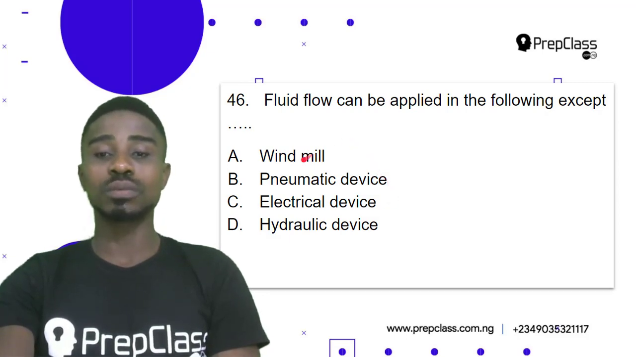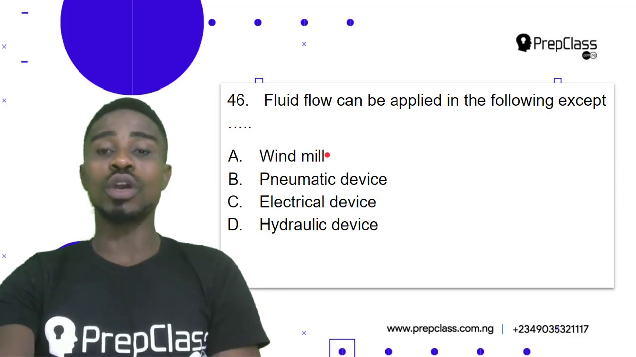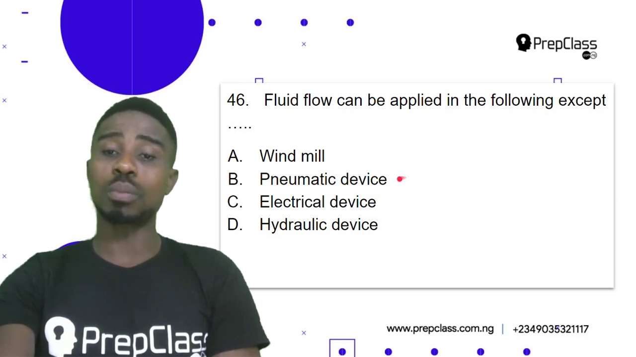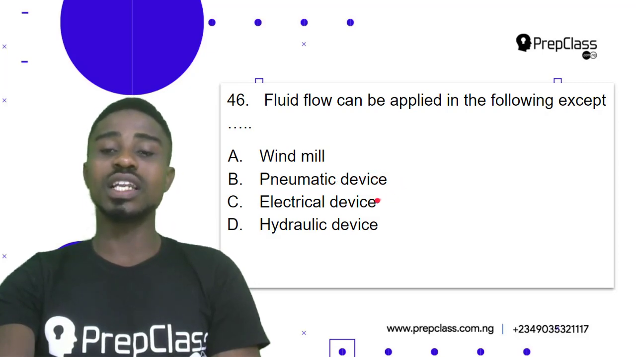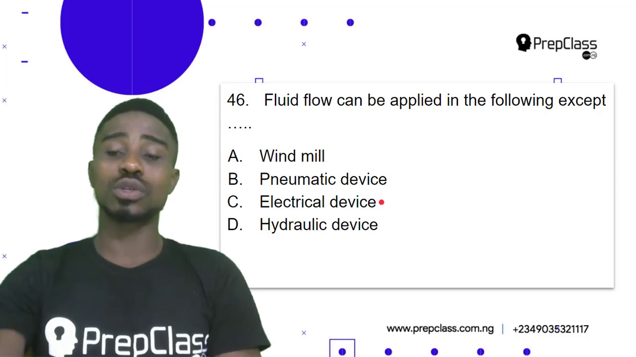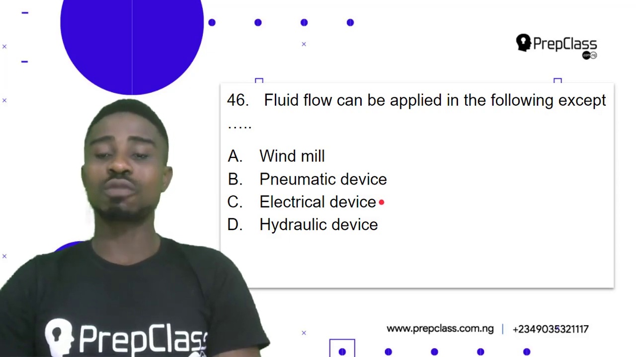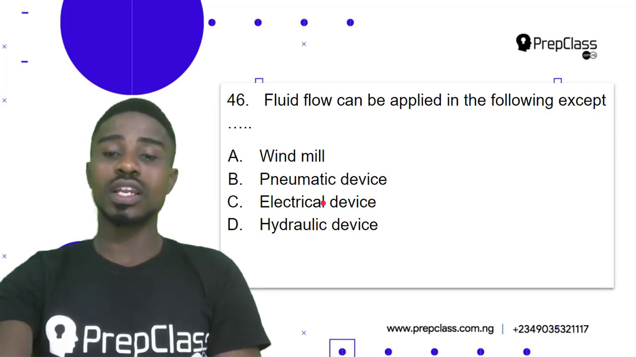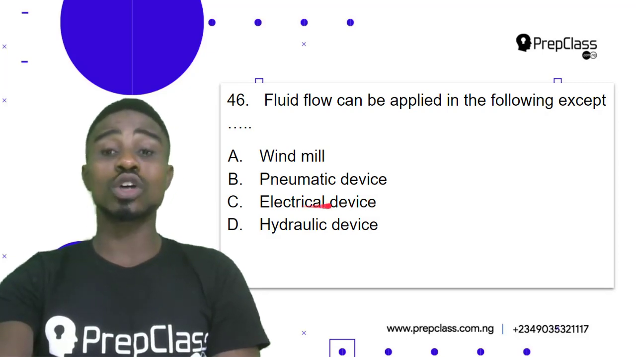Take for instance, windmill. It is caused by airflow for a windmill to operate. So this is not our correct answer. B. Pneumatic device. A pneumatic device is caused by the flow of a gas for it to operate. So pneumatic device is also not our answer. But if we look at option C, electrical device. An electrical device operates by the flow of electrons through metals. The flow of electrons through metals causes the electrical device to operate. This doesn't operate as a result of fluid flow. So this would be our answer.